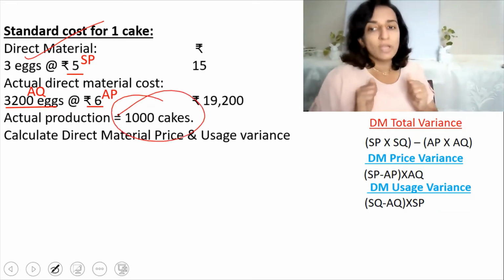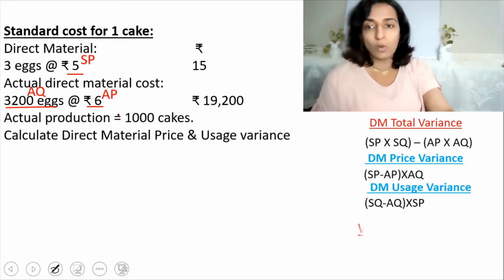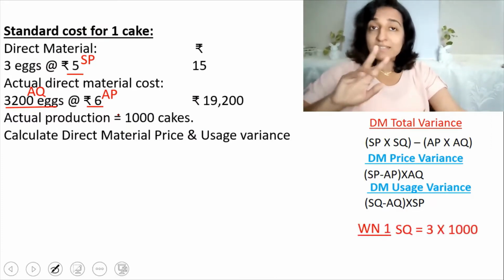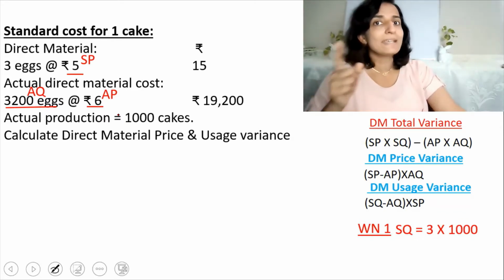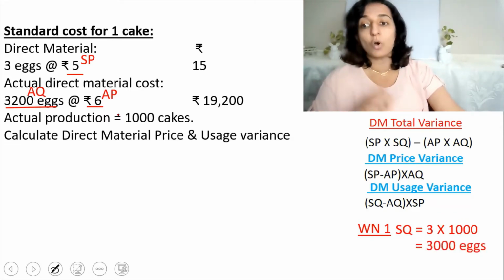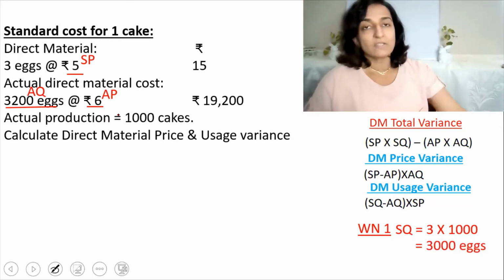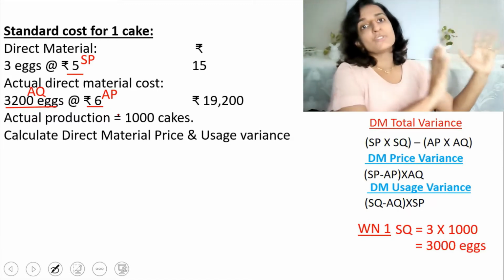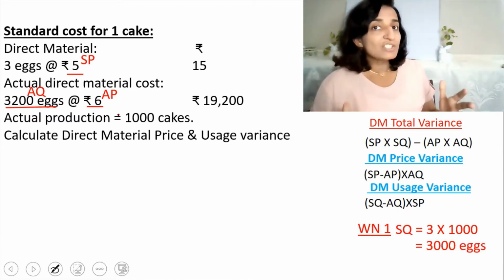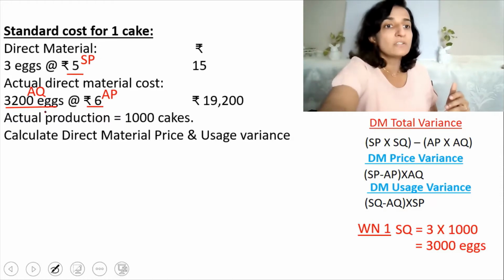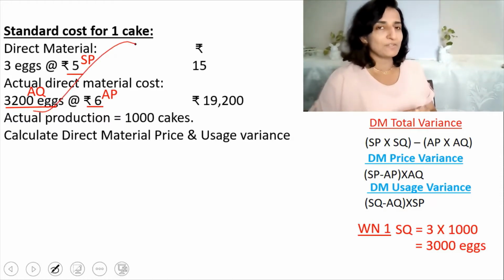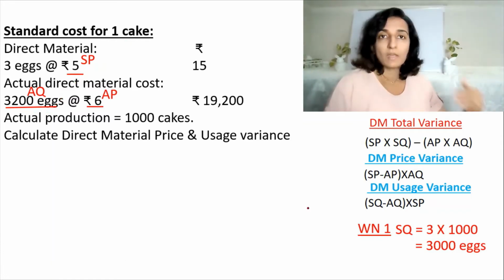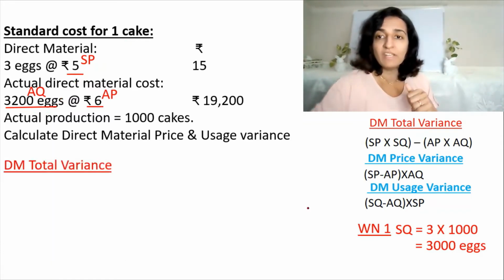So what is SQ? SQ is given by working note 1. SQ is 3 into 1,000 because 3 eggs for 1 cake. So for 1,000 cakes, it is 3 into 1,000 or 3,000 eggs. So as per standard, we were supposed to use 3,000 eggs. And what is the actual quantity of eggs that we used? 3,200 eggs. We have caused a loss for the company because of that. Okay, anyway. So what is the direct material total variance?